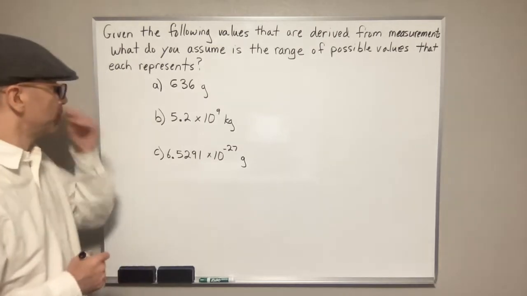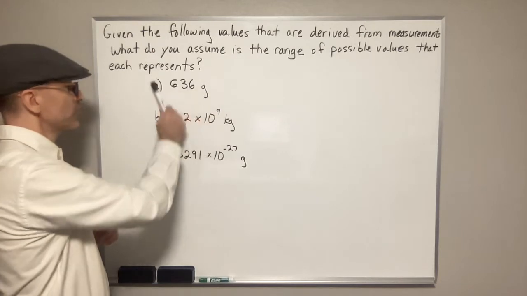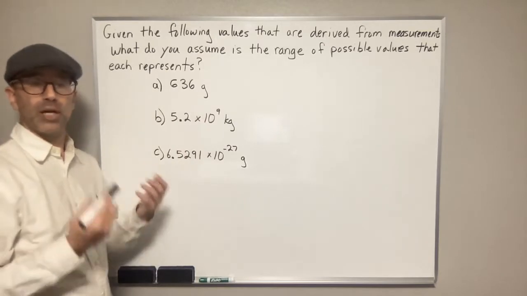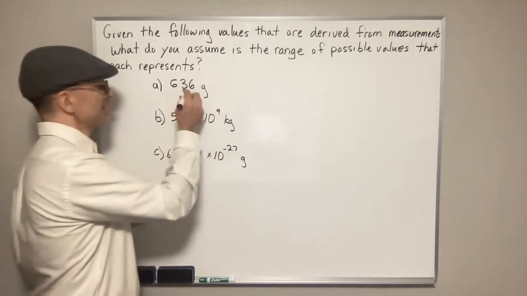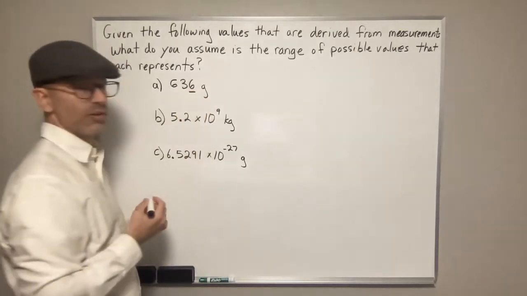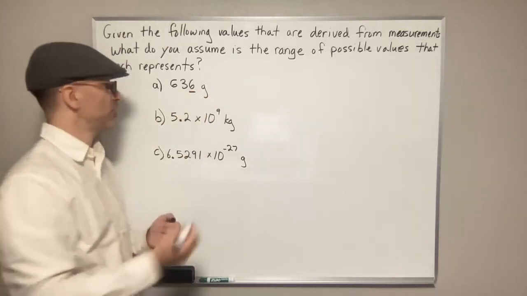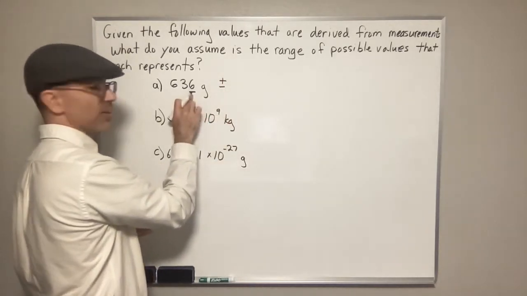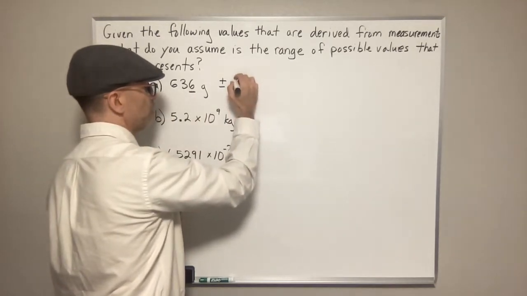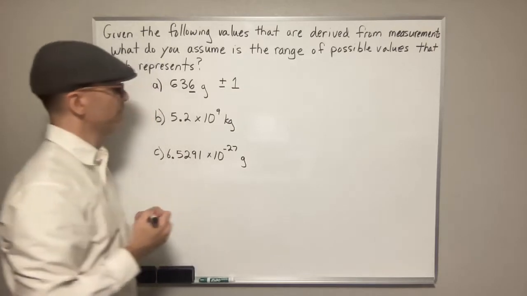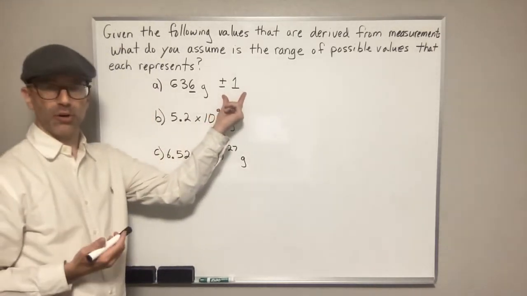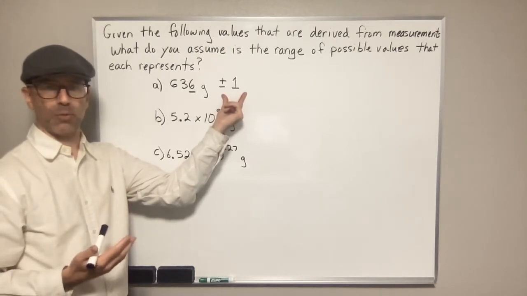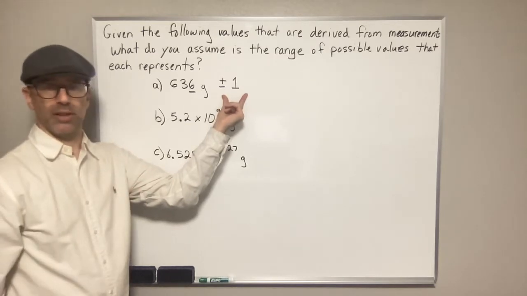So here we're given 636 grams, no other information. This is a measurement, so it must be plus or minus 1 in the last digit. Since the last digit is in the ones place, it's plus or minus just 1 in the ones place. So this is our uncertainty, our fluctuation in the measurements that we can get using whatever tool they used.